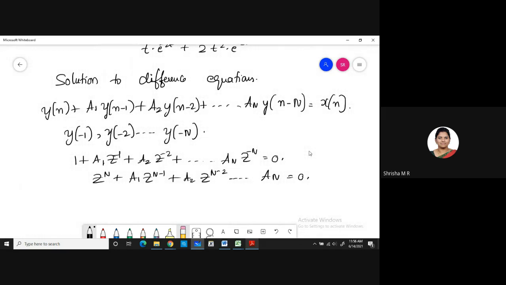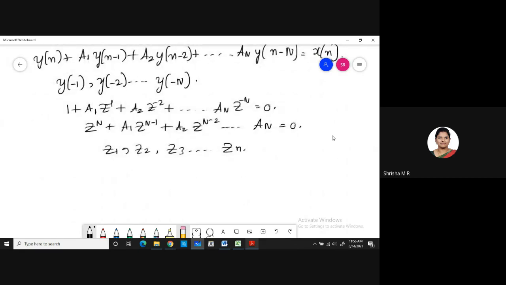Okay, you have to find the roots of the characteristic equation, that will be z1, z2, z3, and so on up to zn. If your characteristic roots are real and distinct, you will have a natural response of this form: y_n of n is equal to k1 into z1 to the power of n plus k2 into z2 to the power of n, and so on, up to kn into zn to the power of n.